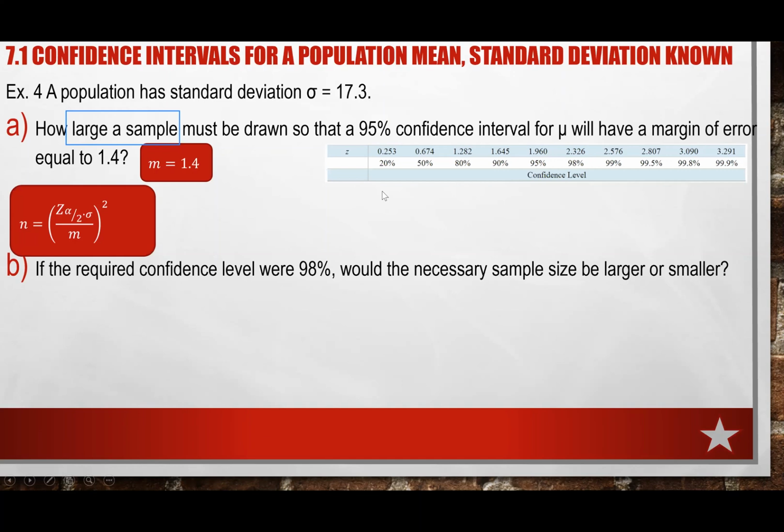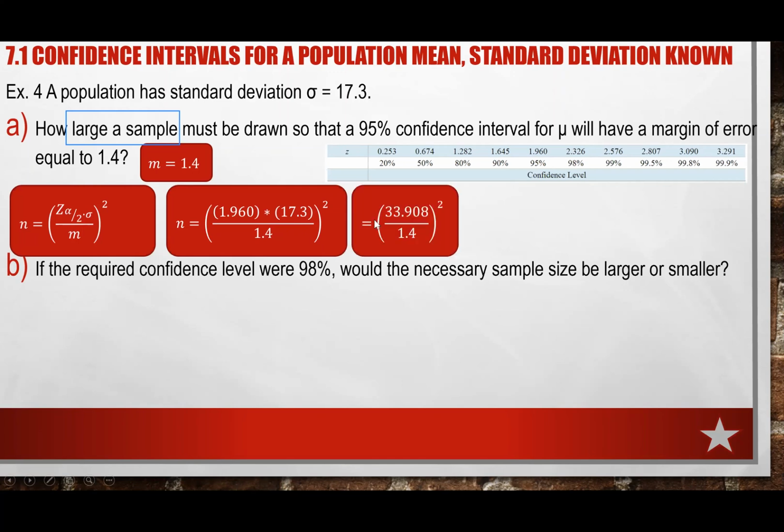And now what do we need to do? All we need to do is plug in our items: my critical value is 1.96, my standard deviation is 17.3, and my margin of error is 1.4. Everybody see that? The critical value, the standard deviation, and the margin of error are the three items I need. I plug them into this formula and multiply them out, which is 1.96 times 17.3.